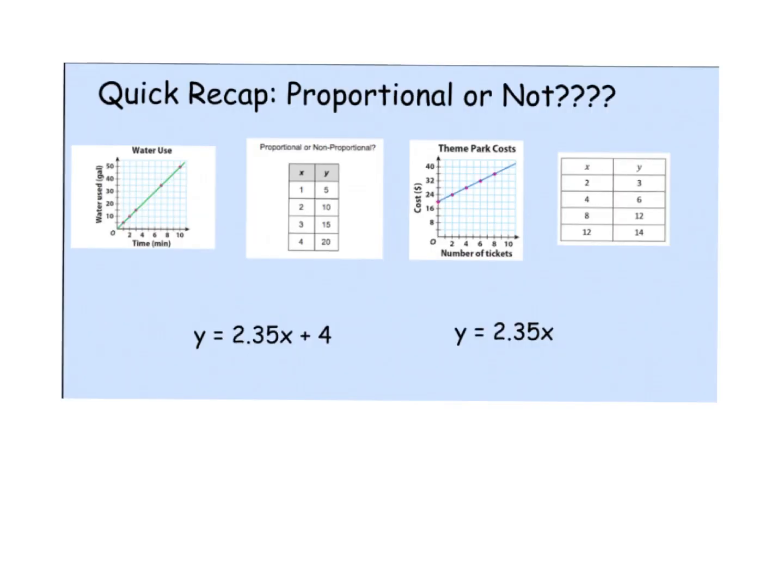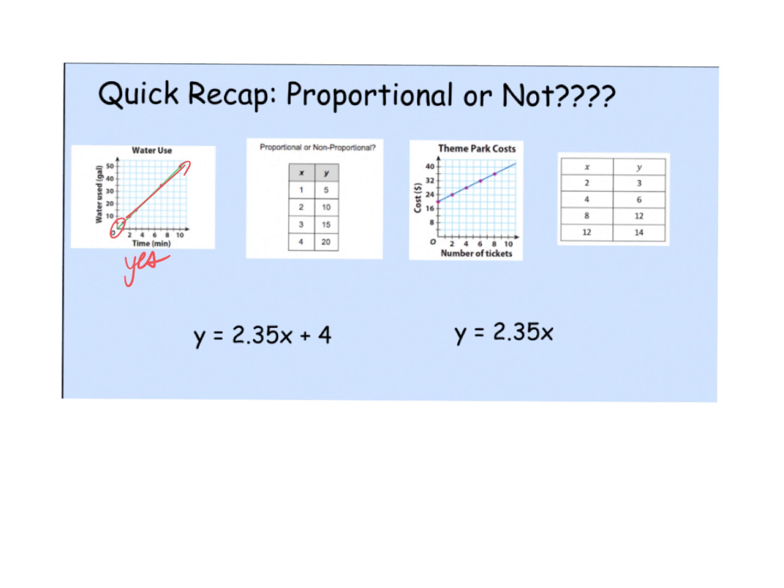All right, so a quick recap. If I give you these graphs, tables, and equations, can you tell me if they are proportional or not? So if you can pause the video and just think to yourself for each of them, is it proportional, yes or no? All right, so the first one, if I look at this, I can tell it goes through 0, 0. It's a straight line, it has a constant rate, so yes, this one is proportional.